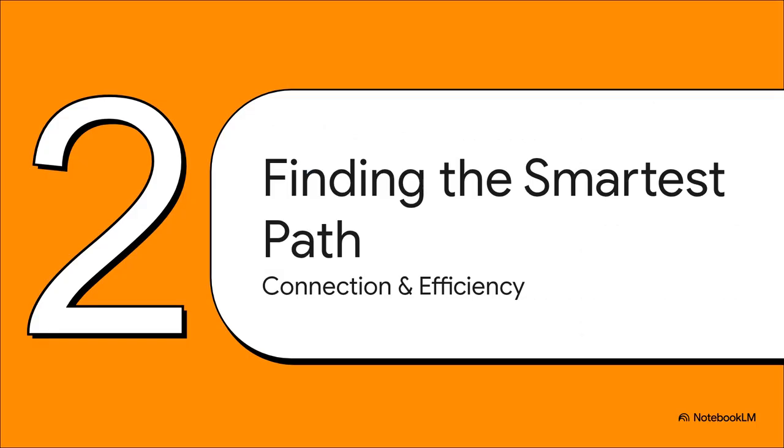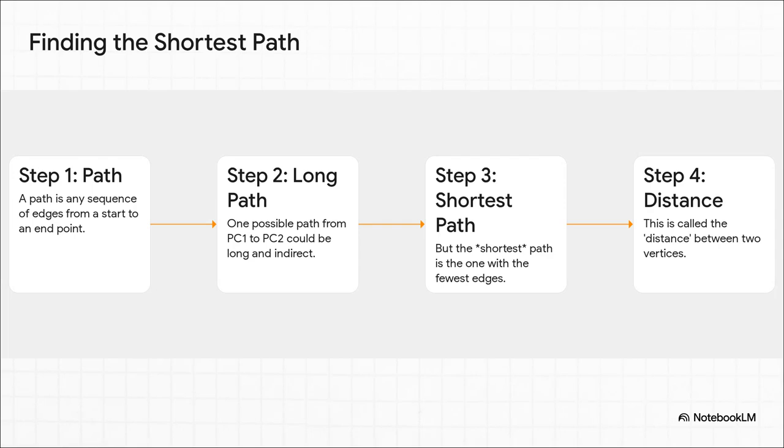Okay, so it's cool that we can make these maps of connections. But just having the map isn't enough, right? The real magic is using these maps to find the smartest, most efficient way to get from one dot to another. So, how do we find the best route? Well, first off, any route from a starting dot to an ending dot is just called a path. You could take a super long, scenic path if you wanted to, but what we usually care about is the shortest path, the one with the fewest lines or edges. And in the world of graphs, that's what we call the distance.